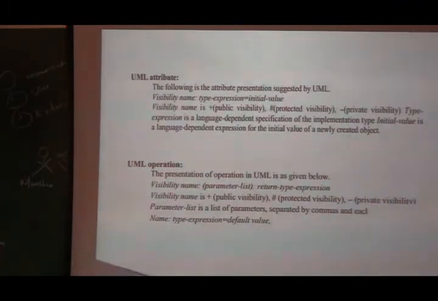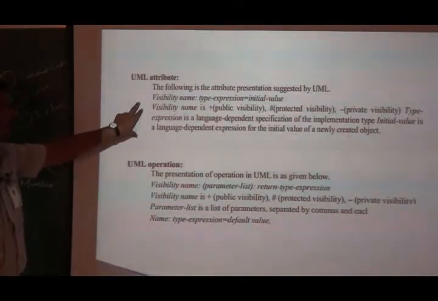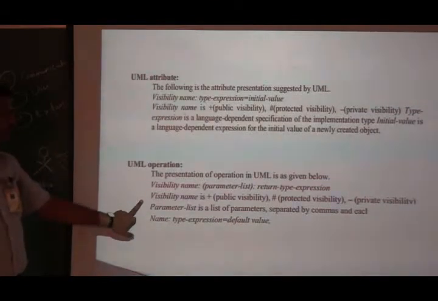What is UML? UML is a set of conventions. UML is the Unified Modeling Language. What do we mean by Unified Modeling Language? It is a language for specifying, constructing and documenting software systems. This is the syntax for the UML attribute presentation and the UML operation presentation.